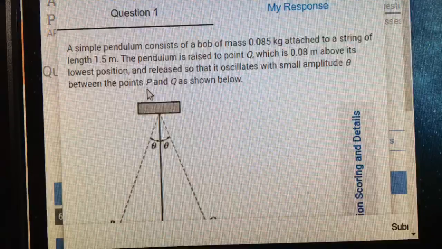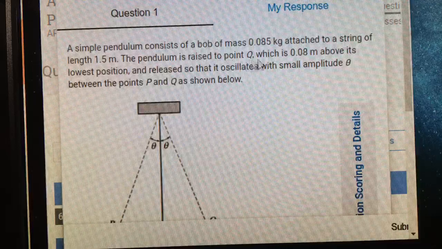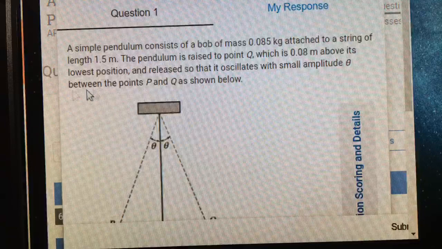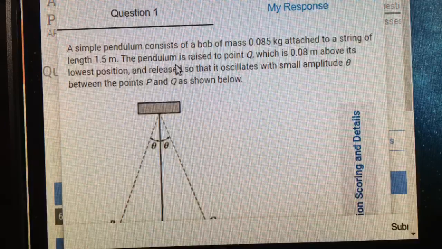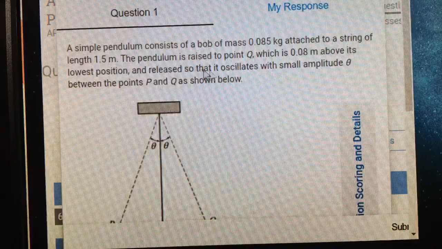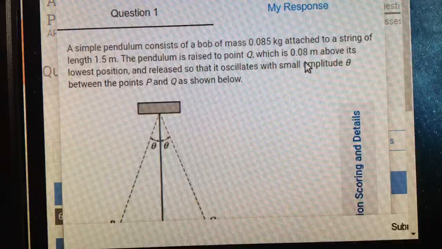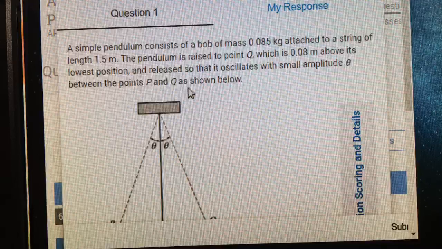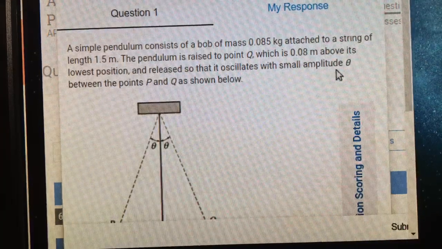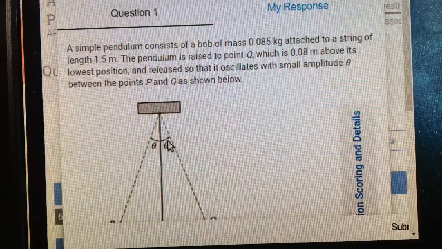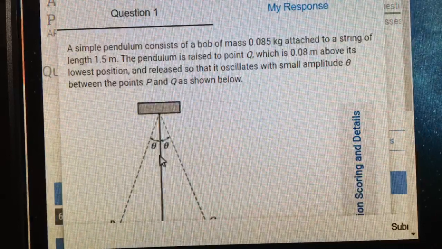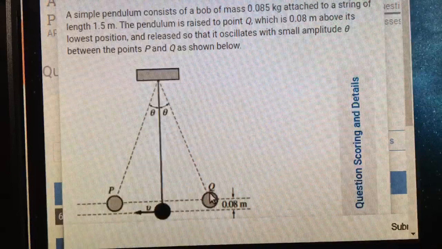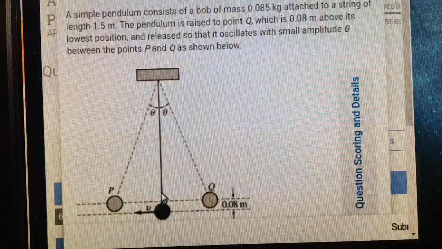All right, so a simple pendulum consists of a bob of mass 0.085 kilograms attached to a string of length 1.5 meters. The pendulum is raised to a point Q, which is 0.08 meters above its lowest position, and released so that it oscillates with a small amplitude theta between the points P and Q as shown. So P right here, Q right here, lowest point in the motion right here.